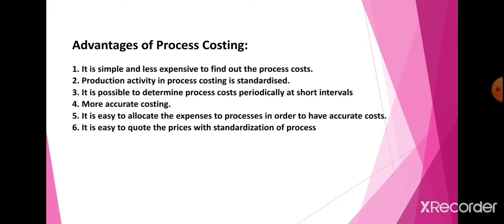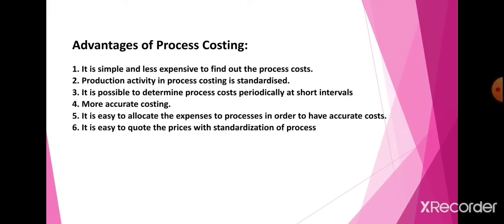Third, it is possible to determine process cost periodically at short intervals. Average unit cost can be computed weekly or even daily. It is convenient and easy to compute the cost of different processes as well as finished product at short intervals, say daily, weekly or monthly.